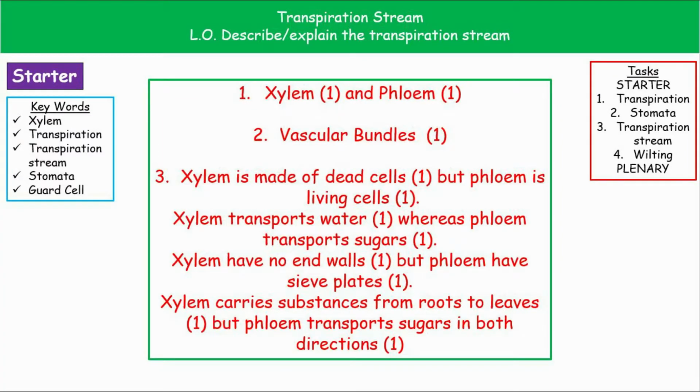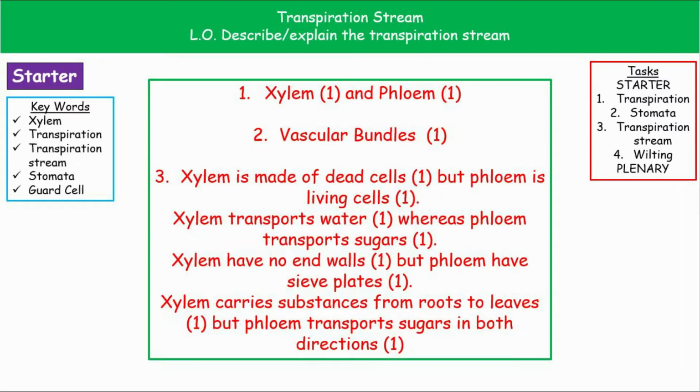Let's make sure we've got the right answers here then. So the 2 types of transport tissue in plants are xylem and phloem. Give yourself a mark for each of those. Question 2, those are contained within structures called the vascular bundles. Give yourself a tick for that one.